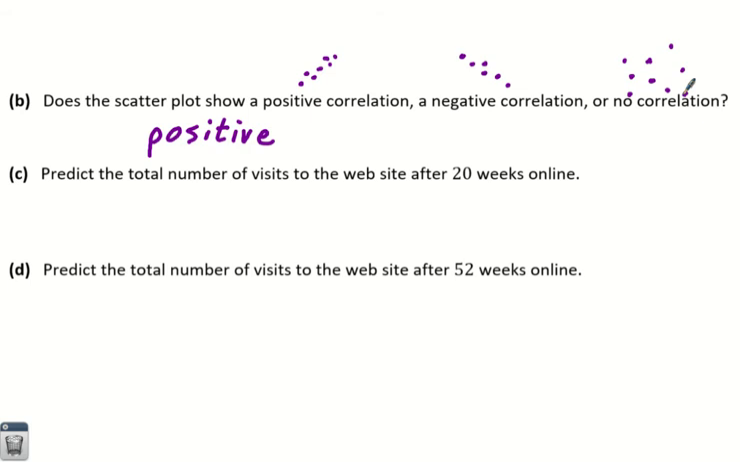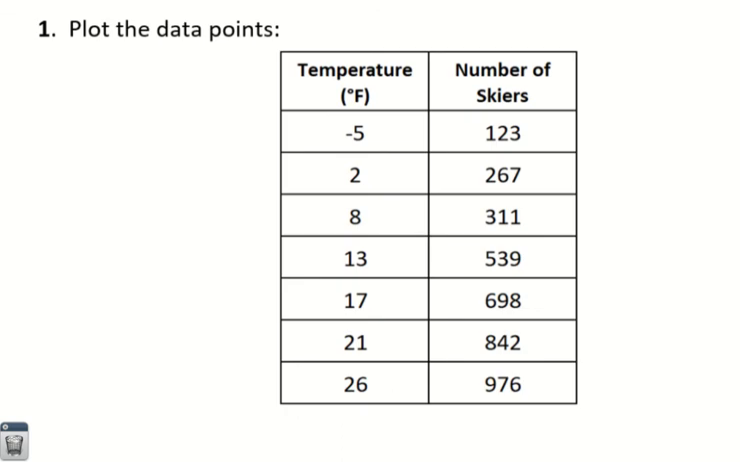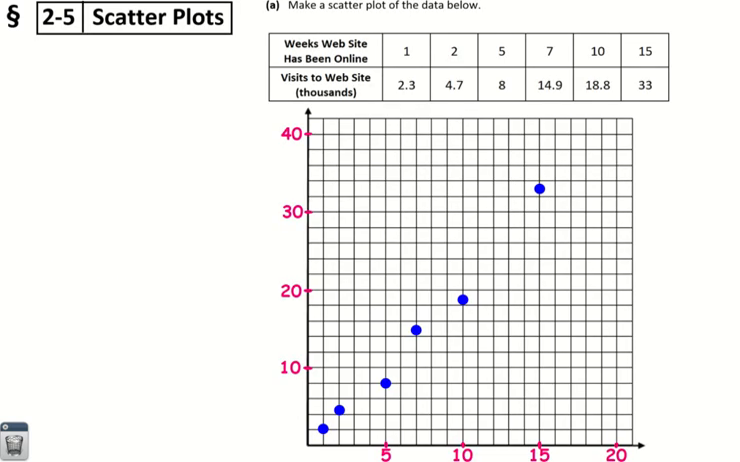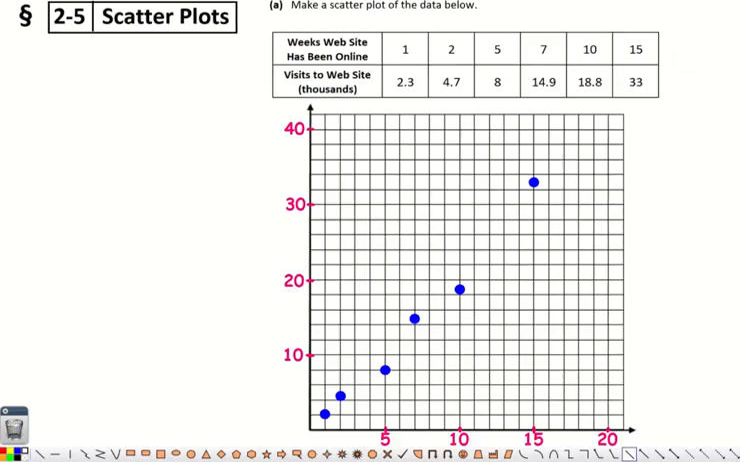So anyway, question C, we get into some predictions. Predicting is a major, major, major thing with scatter plots, and I'm thinking of the Keystones right now. Inevitably, the Keystones are just part of our deal, and they're big on making predictions. So this one says, predict the total number of visits to the website after 20 weeks online. And when you make predictions, this is where you want to bust out the line of best fit, or the trend line.